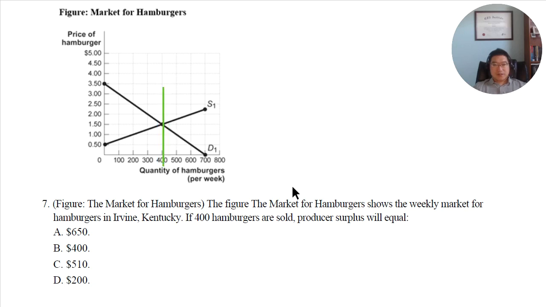400 is exactly this equilibrium quantity. Okay, 400. If 400 hamburgers are sold, producer surplus will equal to, right? Where is the equilibrium price, $1.50. And the producer surplus, we are talking about this area here. To the equilibrium quantity, go back to the zero quantity. This right triangle, okay, the red triangle. Its height, we now kind of look down for the height. It doesn't allow me to do that. I can only move it to here. Okay, this is the height we're talking about.